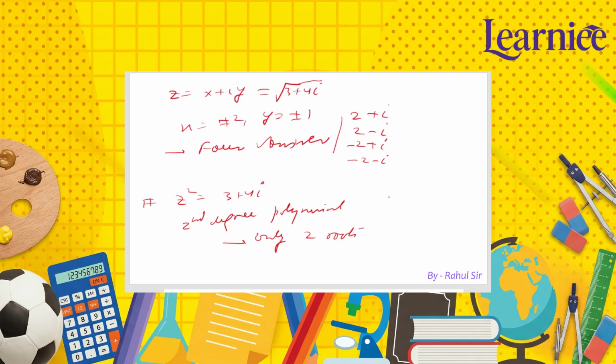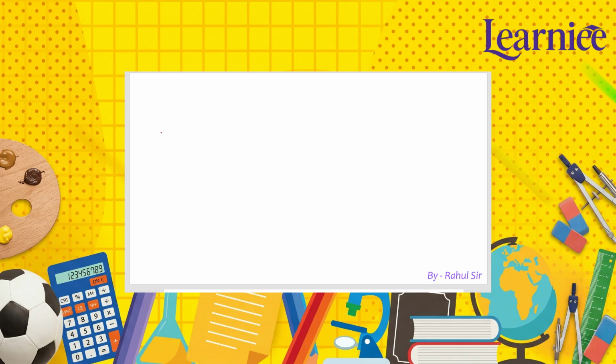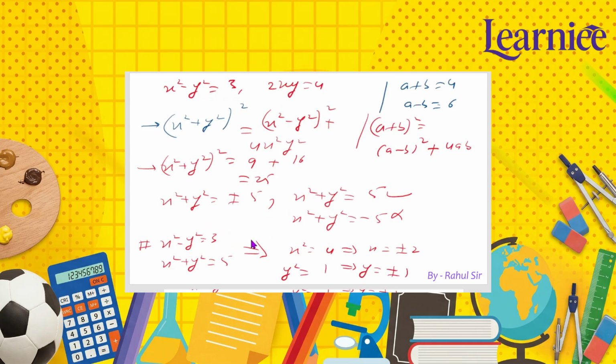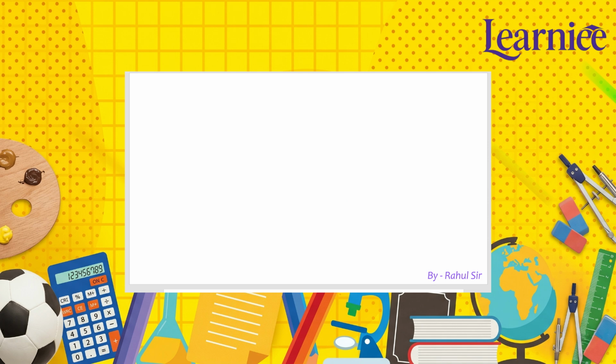So how do we satisfy which are 2 things? Because the condition is, even though we have x plus iy, if you observe, the conditions are x square minus y square is equal to 3 and 2xy is equal to 4. So we have these 2 conditions: x square minus y square is equal to 3, x square plus y square is 5, and 2xy is equal to 4.